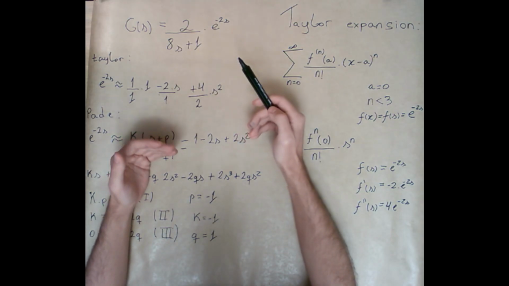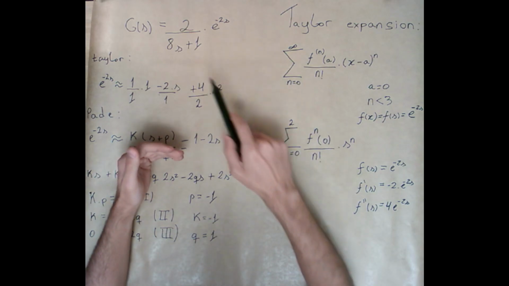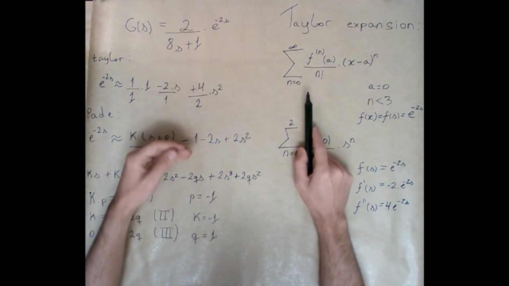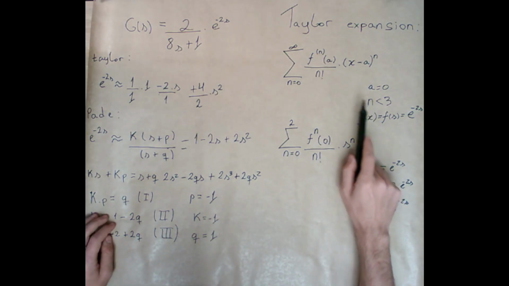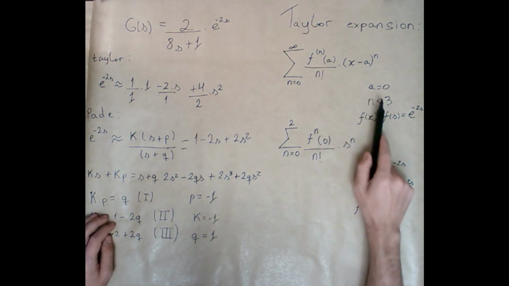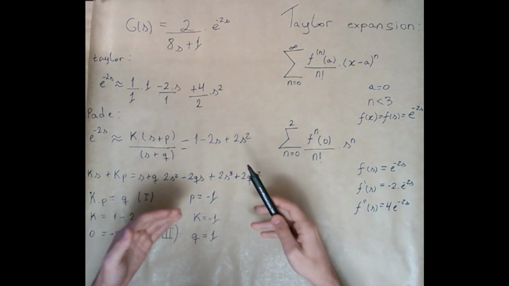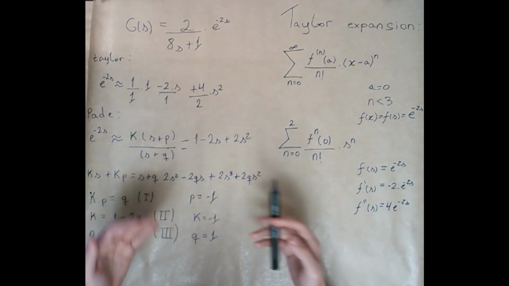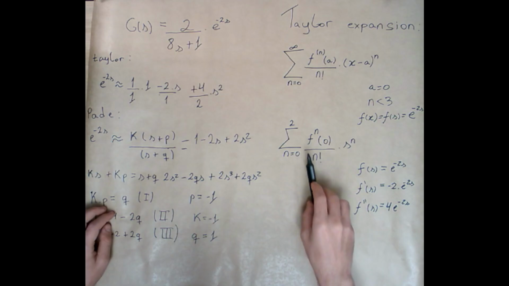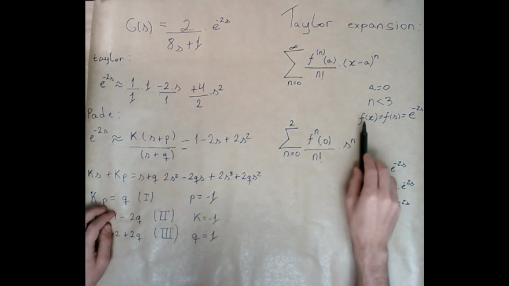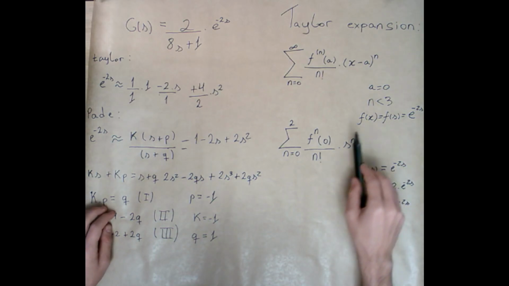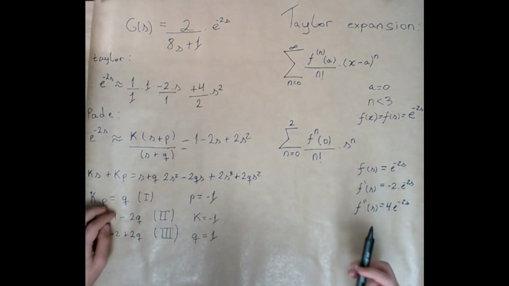A first choice would be a Taylor expansion, which is given by this formula. Here, we're going to make three adaptations. First, we're going to pick the evaluation point to be 0, because we want to perform the root locus analysis around the origin. We're also going to truncate the series at the second order term, that is to say, n must be smaller than 3.